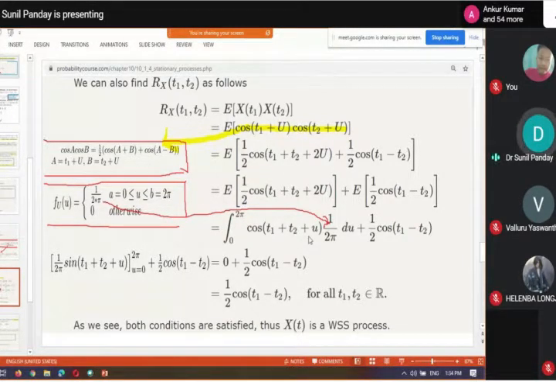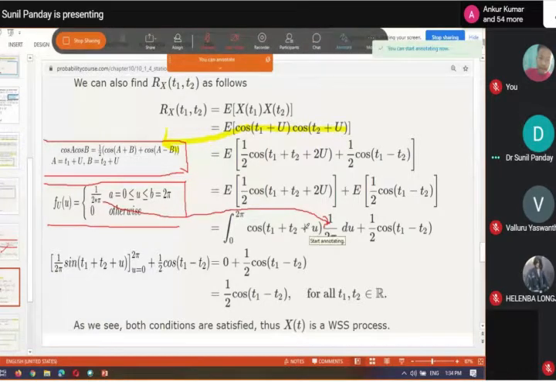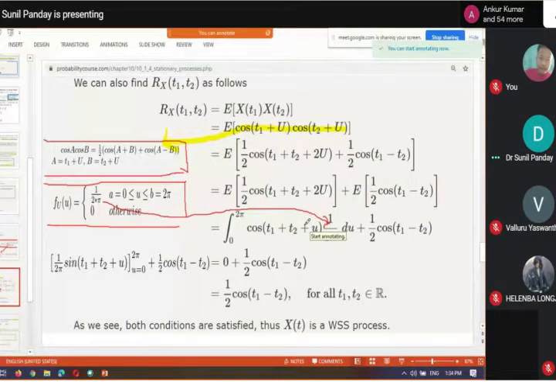Some 2 is missing, so you correct it, because the limit of integration is 0 to 2 pi du, 1 upon 2 pi. Okay. And where is this 1 by 2 gone? So that 1 by 2 is also required, and here this 2u is required, and then you integrate, then this 2 is there, so integration will occur.